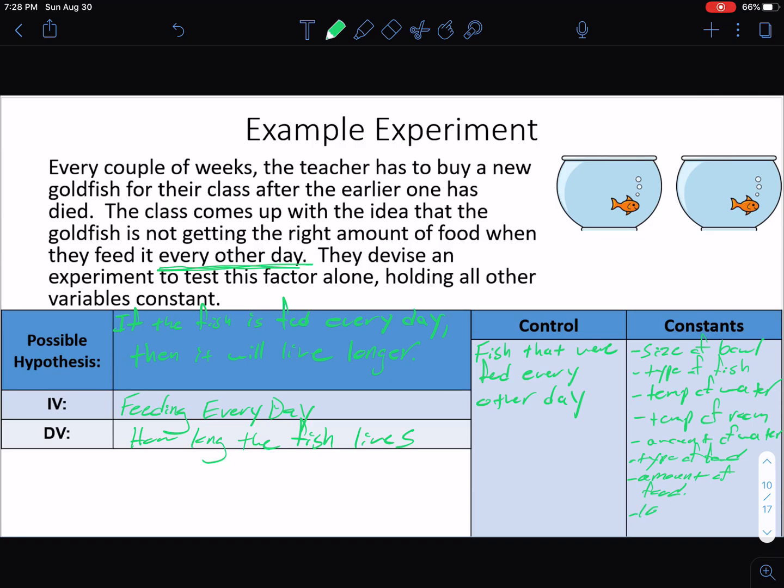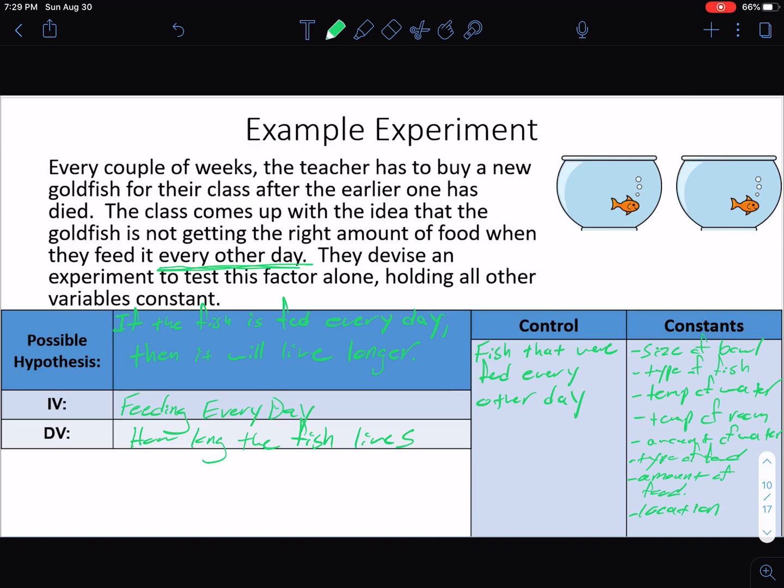You could say the location of the fishbowl in the room. All of these are constants. These are all things that you want to keep the same every time you test it. Every time that you have a fish there and you're trying to see how long it lives, feeding it every day, you want to keep these things the same. That way there can never be a question of, well, if I change the food from feeding every other day to feeding every day, but I use two different types of food, which one affected it? Feeding it every day or the different type of food? So those are the things that you have to keep constant, you have to think about.